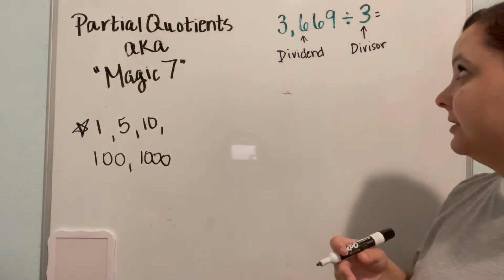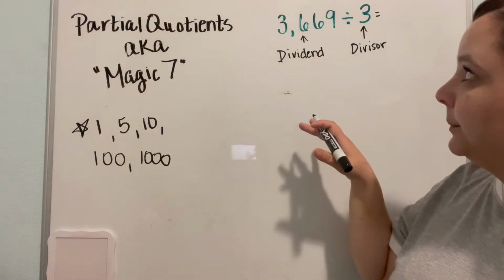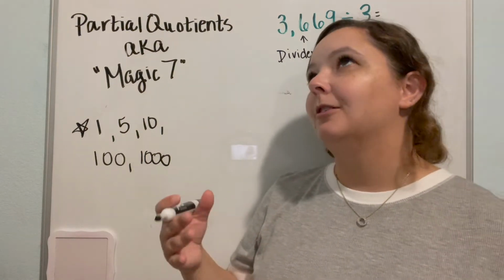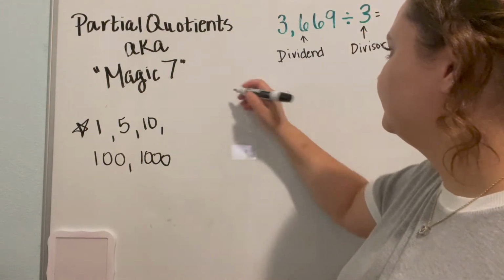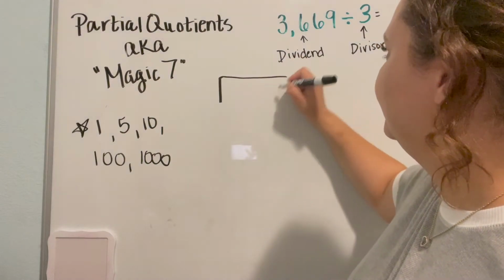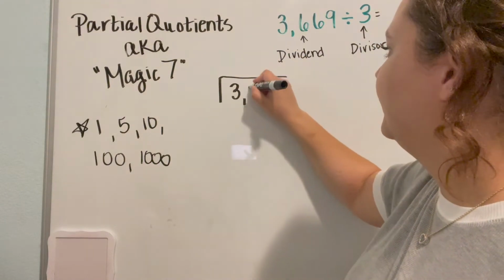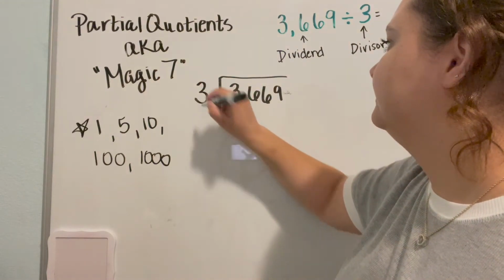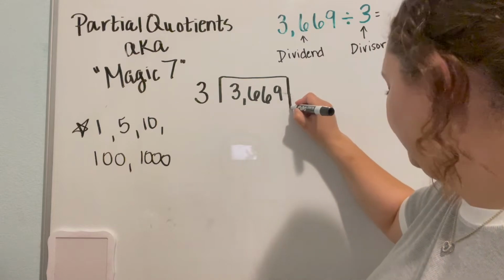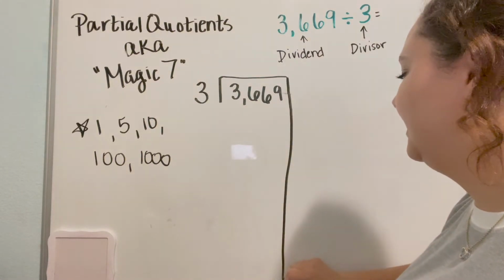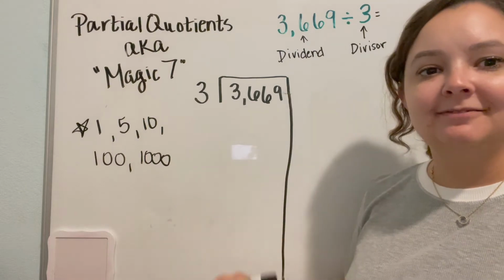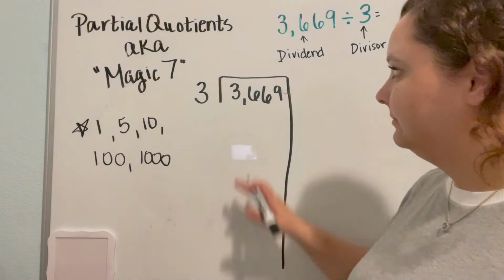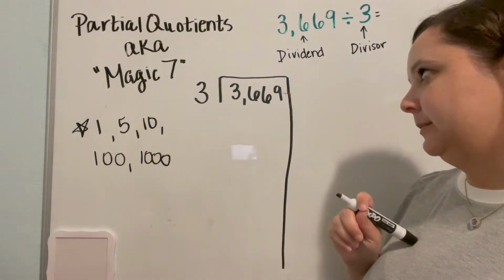So with this problem, we want our dividend to be divided into 3 equal groups if possible. What we're going to do first is set up our division problem in what starts out to look like standard algorithm or long division. So we're going to make our little house, as I call it, put our dividend on the inside and our divisor on the outside. And now we're going to make our big magical 7. So what we have here is our division problem all set up.